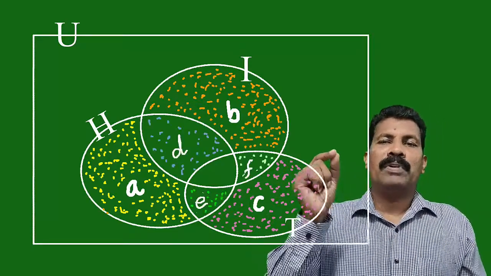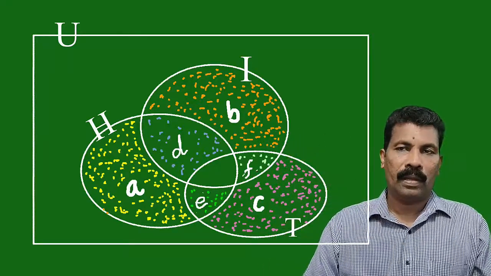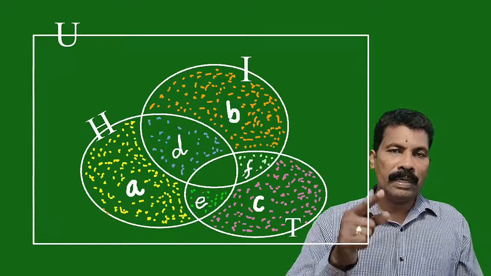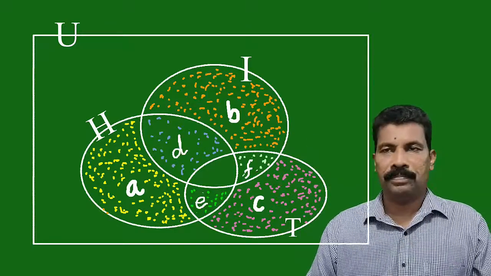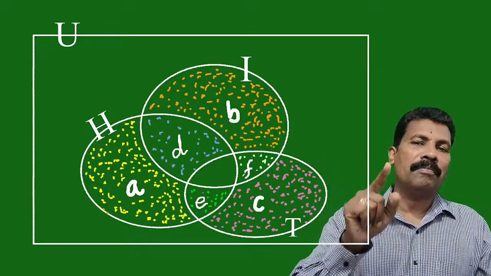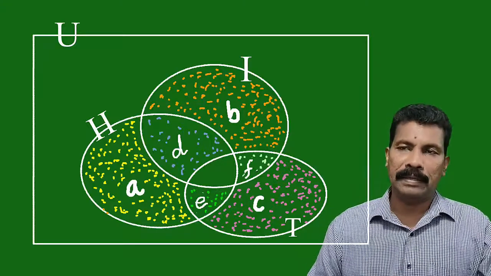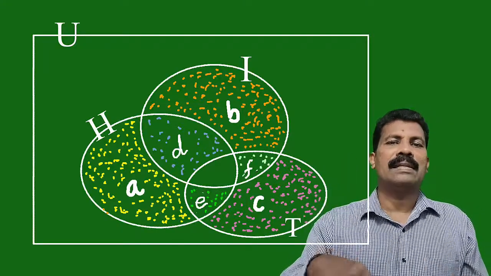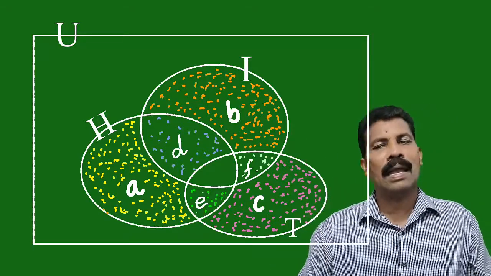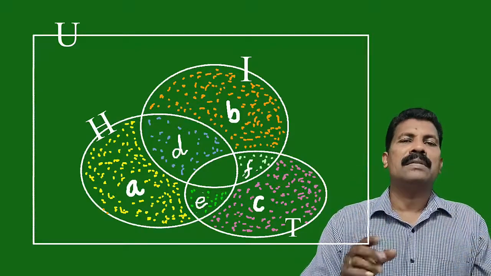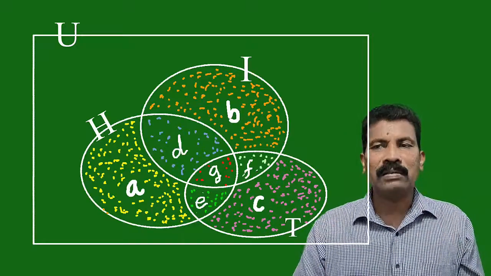Now, we will mark E, F, D. Now, what about D? D means those people who read H and I but not T. E means the number of people who read H and T but they will not read I. F means the number of people who read T and I, they will not read newspaper H. G means the number of people who read all the 3 newspapers. That is given in the question, that is equal to 3.